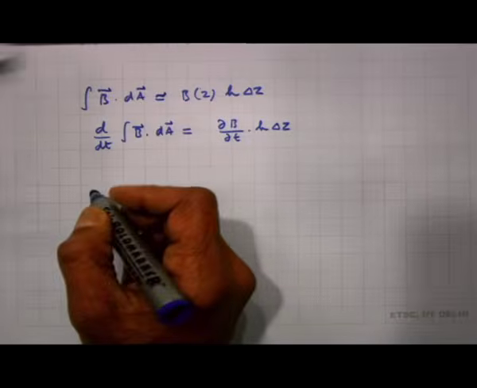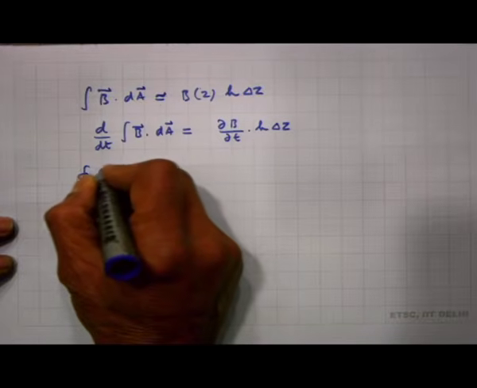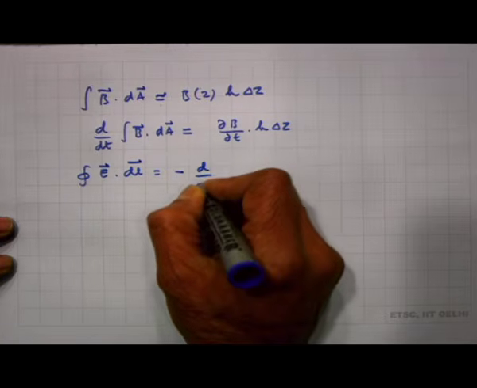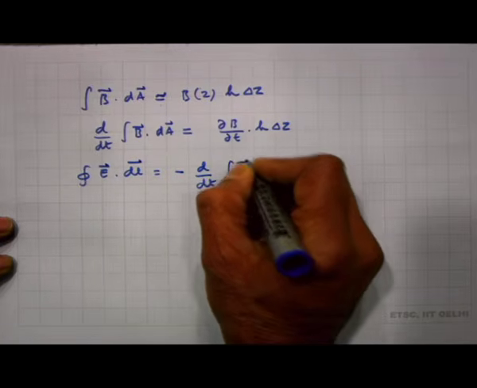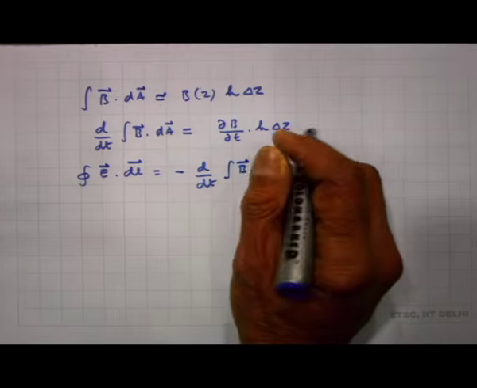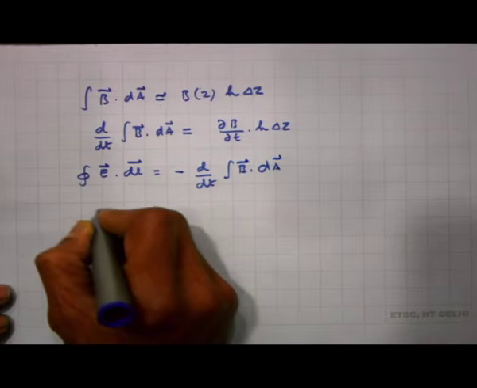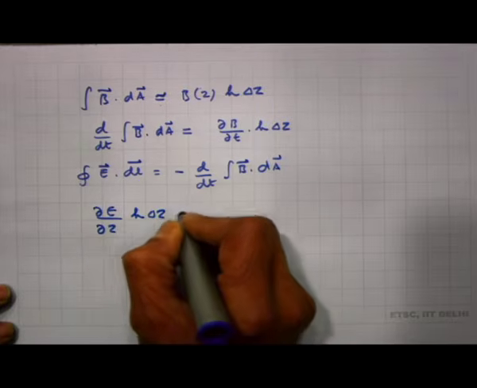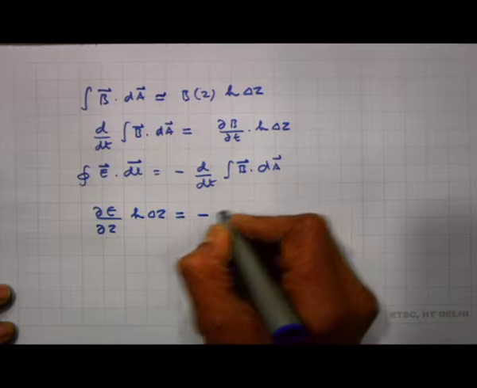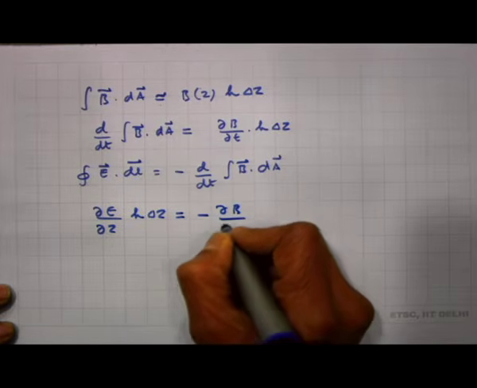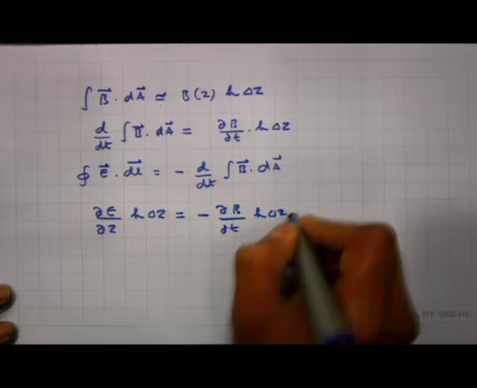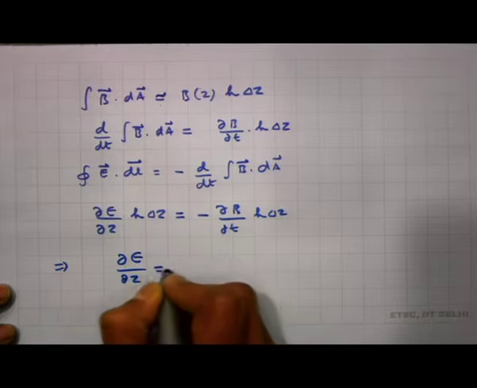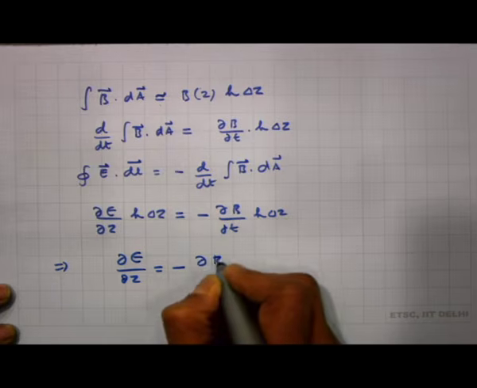So, I just substitute both of these into the following equation: integral E dot dl is equal to minus d by dt of integral B dot dA. So, integral E dot dl I have calculated as del E by del z h delta z, and this is equal to minus del B by del t h delta z. This implies del E by del z is equal to minus del B by del t.